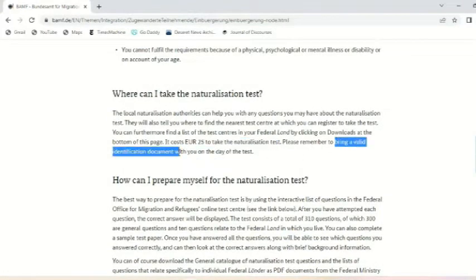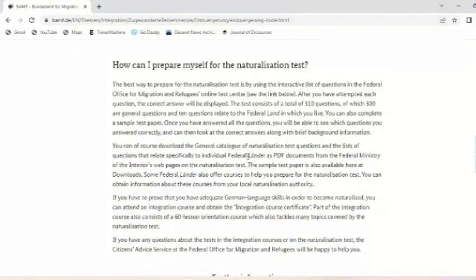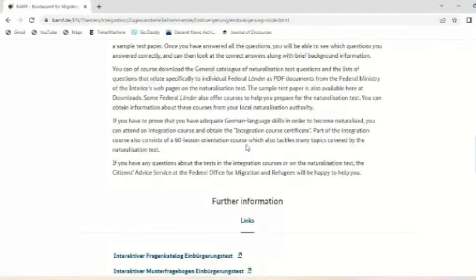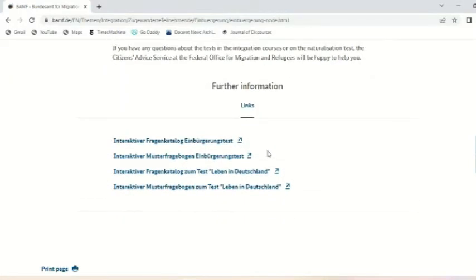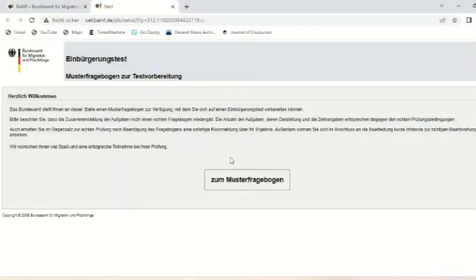The database of questions contains 300 questions in total that you could be asked, as well as 10 only relevant to your federal land or region specific. Then there's a reminder that the test itself will be in German. So let's take a look at the questions. I'm taking a sample test.